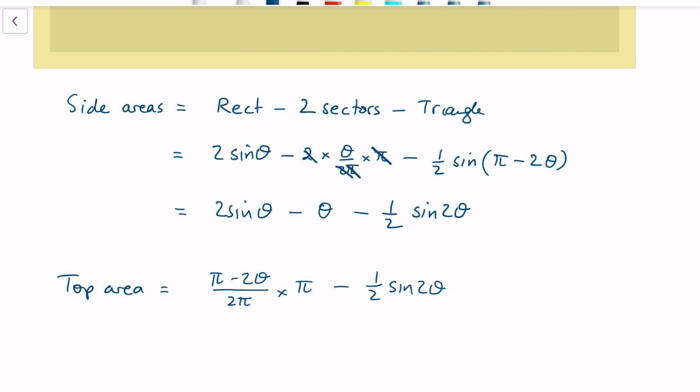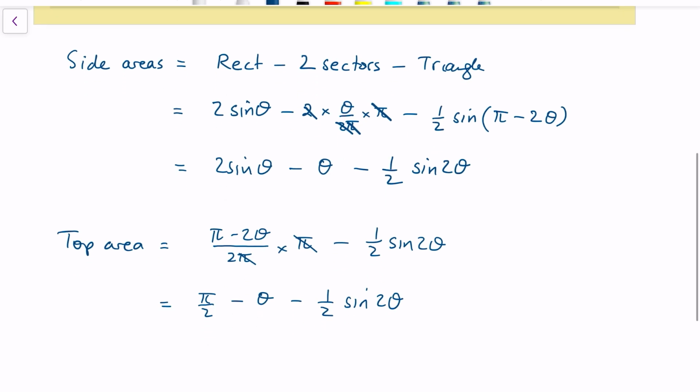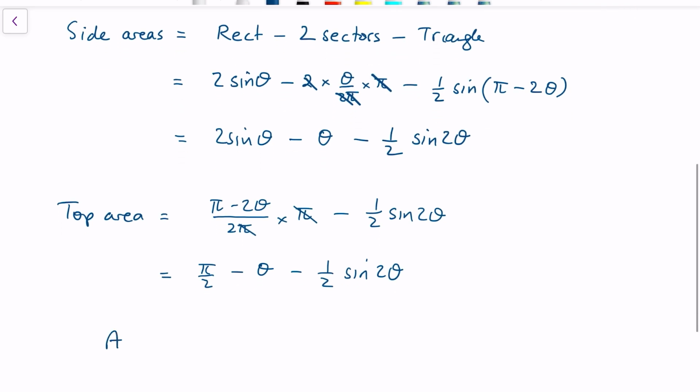And this simplifies, we just have to be careful of how we do it. We've got pi over 2 minus theta minus a half sine 2 theta. Okay, now we need to add those expressions together. The side area and the top area is the total area that we're asked to minimize.